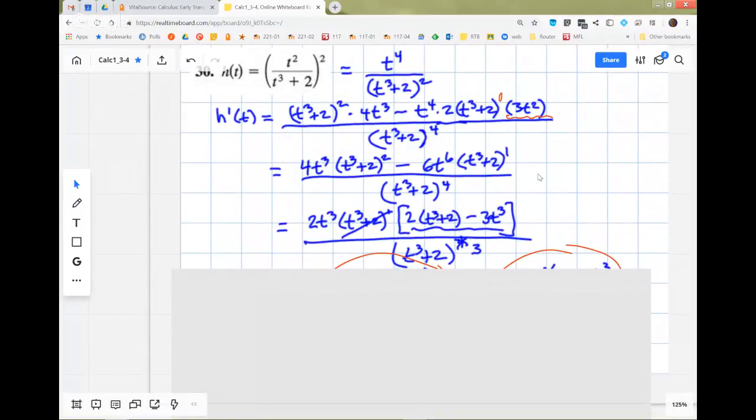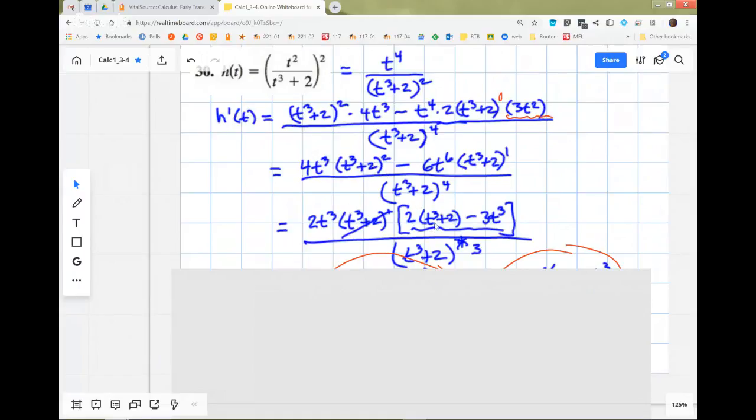So two terms. Do we have anything in common we can take out? Yeah, between 4t cubed and 6t to the sixth, we could take out 2t cubed. There it is, over here on the left. Can we take out anything from t cubed plus 2 to the second and t cubed plus 2 to the first? Yeah, we can take out t cubed plus 2 to the first. What's left? What times that? Okay, we need a 2.